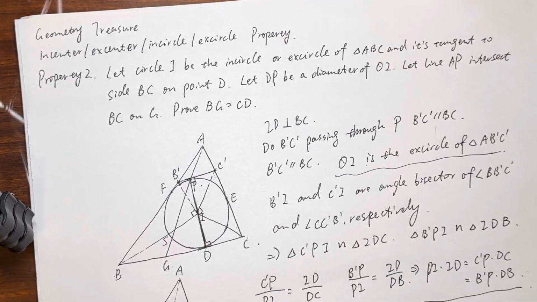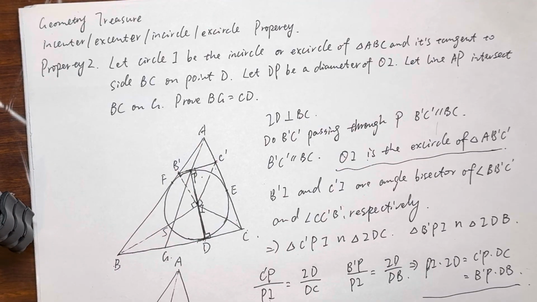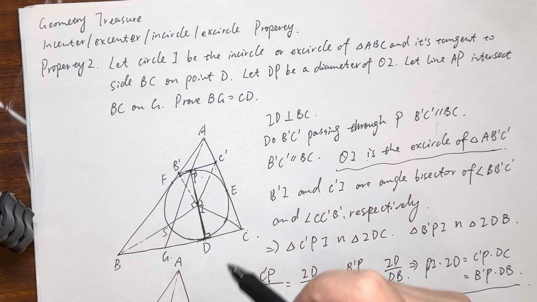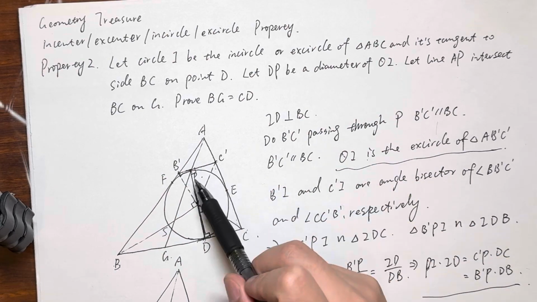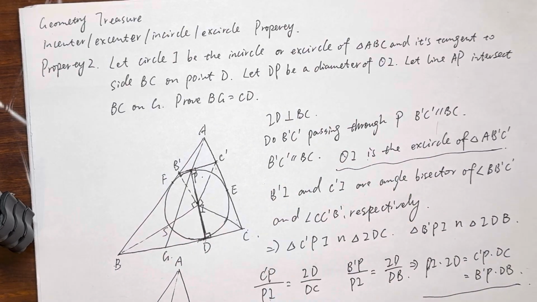Okay, so for this property, I think the key point is to think of how to use the diameter. If you can figure out that we need a parallel line passing through P, then it becomes easier.